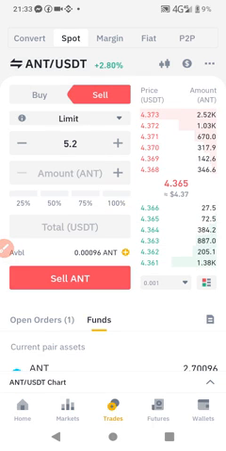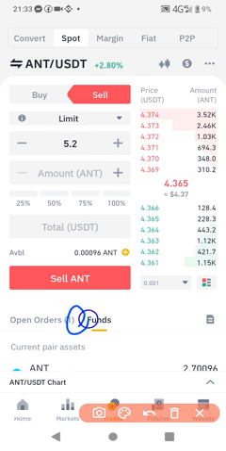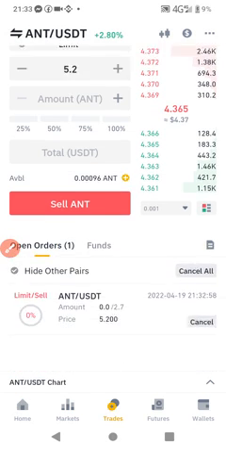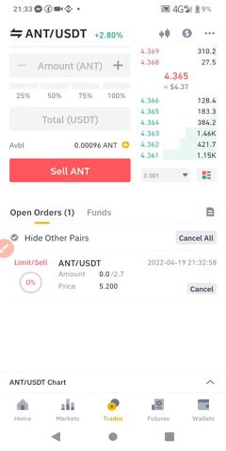It will now come over instantly to open orders. Can you see this open orders is now showing one? There's one open order. You click on your open orders, you will see it there. I have set my ANT USDT take profit to 5.2. So if this coin rises to 5.2, it will automatically sell at that price. That is all. That's how to set your TP on spot.